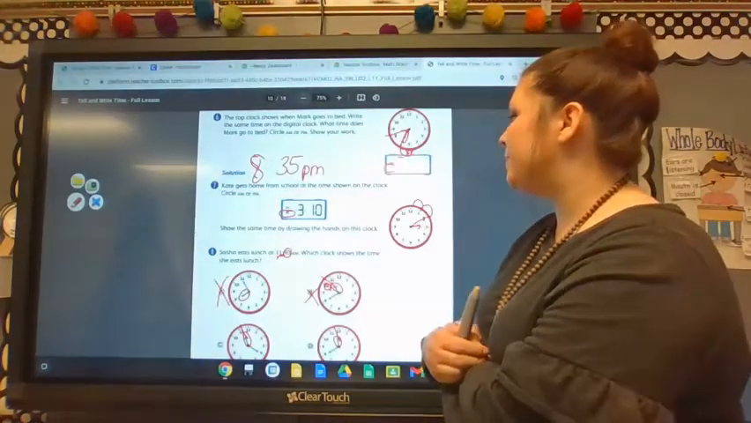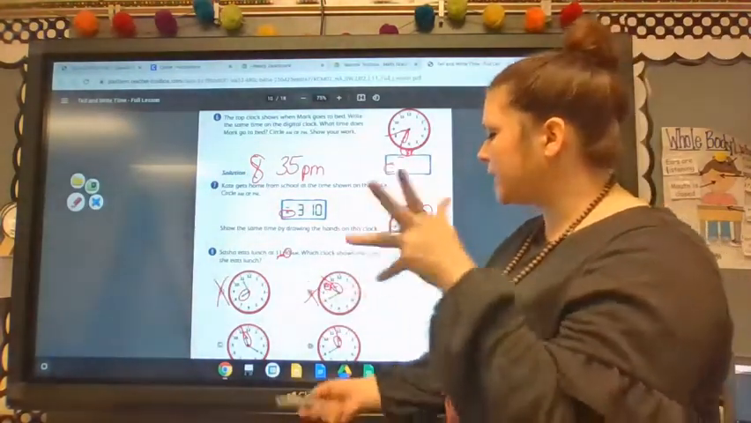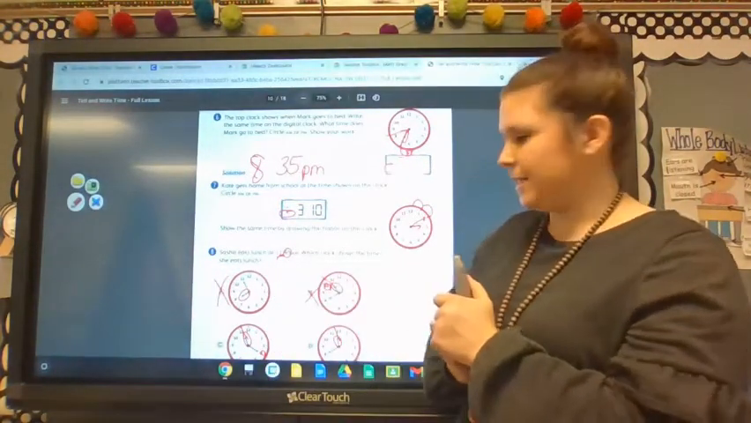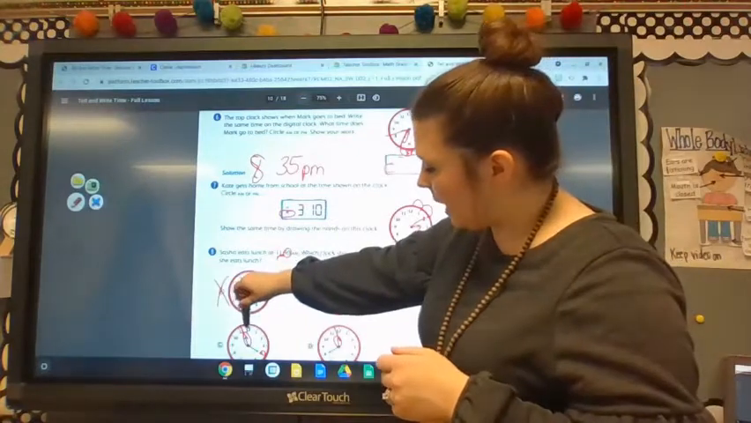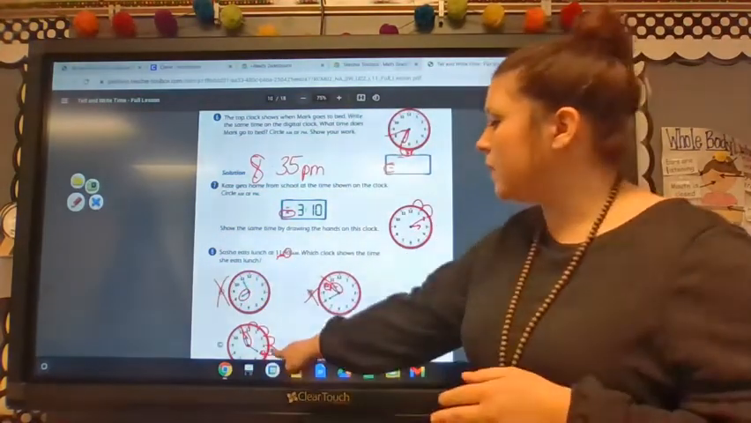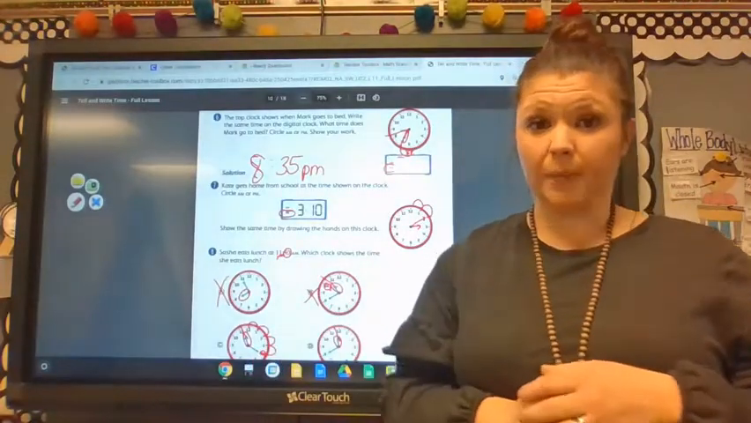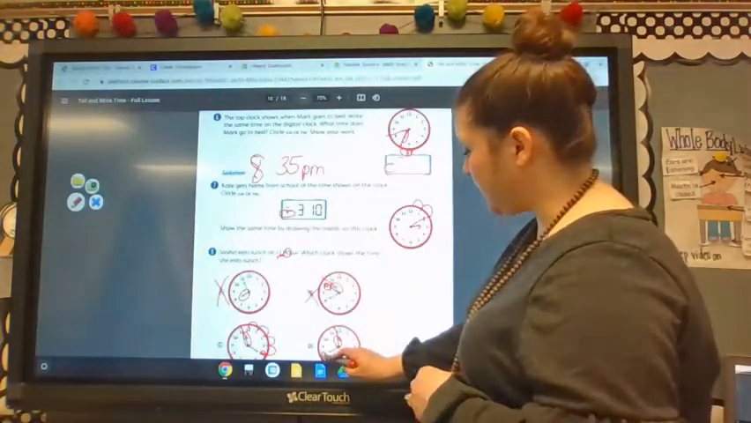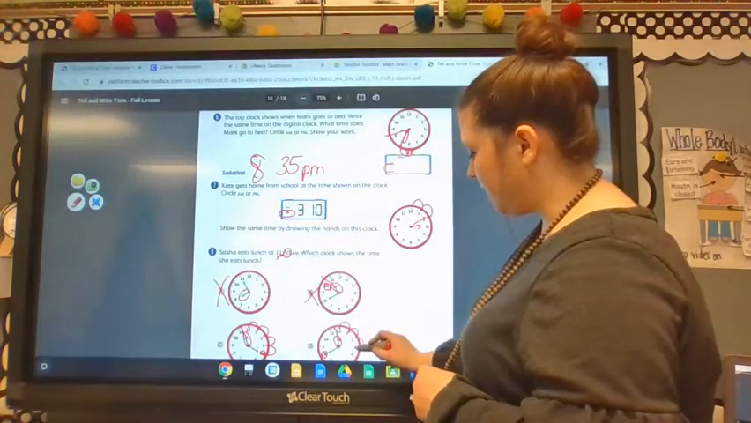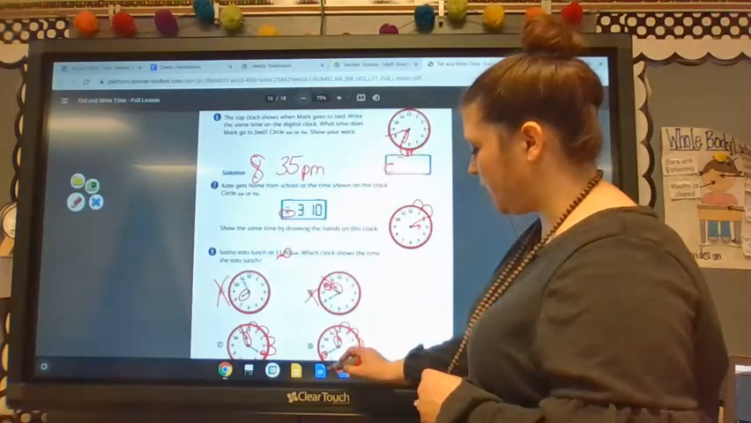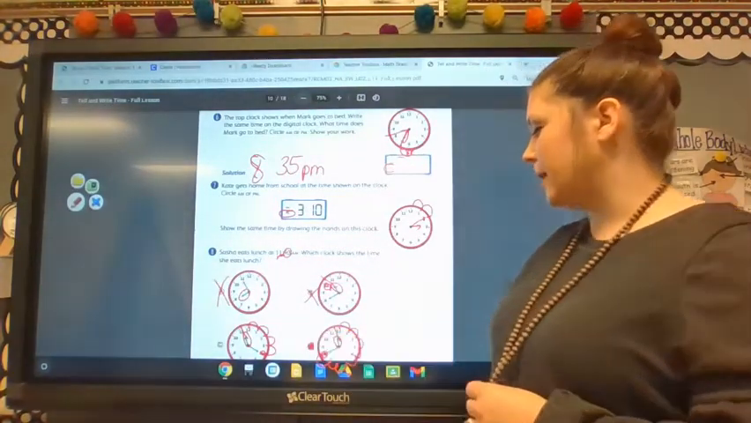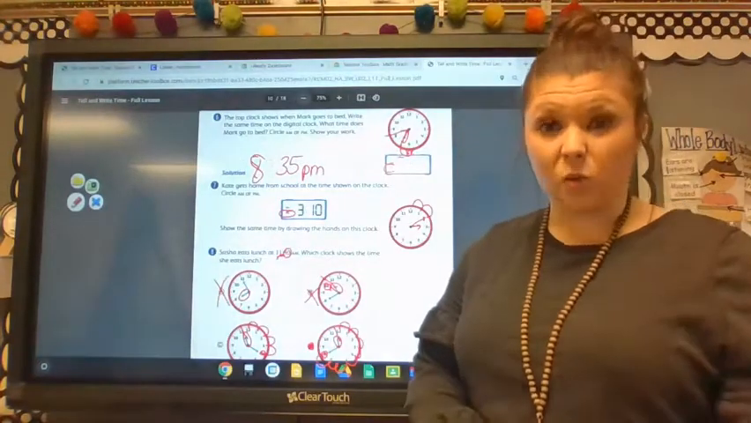Now I count my minutes by 5. So let's look. Here, it's pointing at the 4 in C. I'm going to start at 12 and count 5, 10, 15, 20. So this clock shows 11:20. Now, this minute hand is pointing to the 8. So let's count our minutes. 5, 10, 15, 20, 25, 30, 35, 40. So D shows the correct time of 11:40.